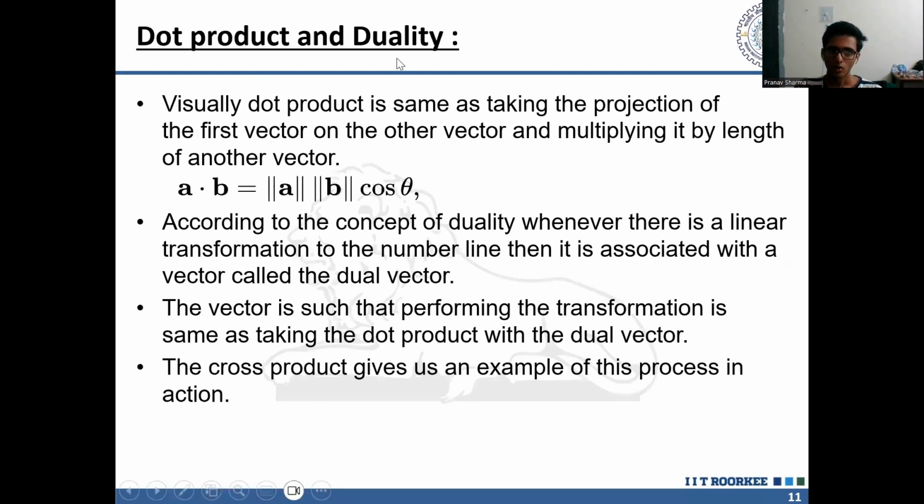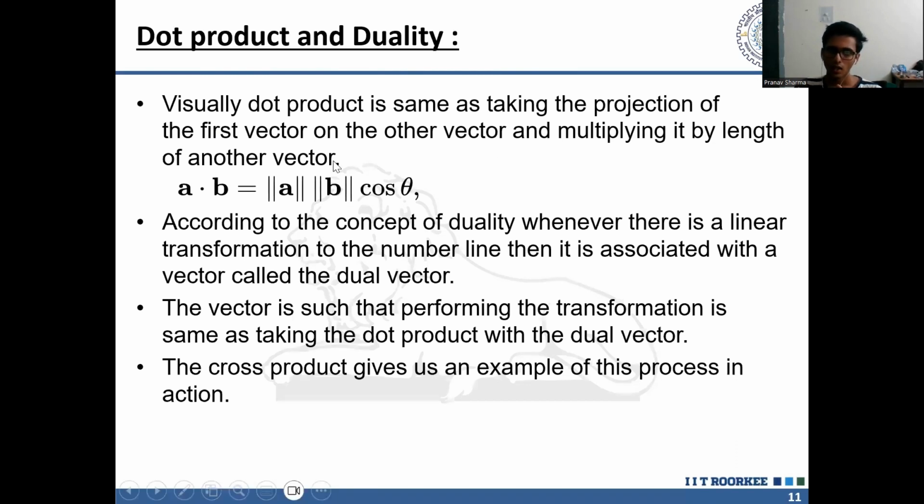Now let's talk about dot product and duality. These are some of the basics that we need for our further understanding of the cross product. So dot product and duality. Visually, dot product is the same as taking the projection of the first vector on the other vector and multiplying it by the length of the other vector. So as you can see, it would be equal to AB cos theta, where theta is the angle between A and B. Now, this is the dot product, means you understand that we are just taking the projection and multiplying it by the length of the other vector.